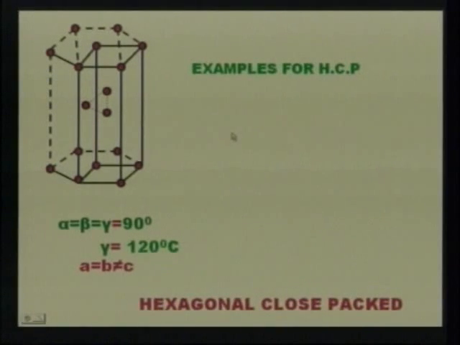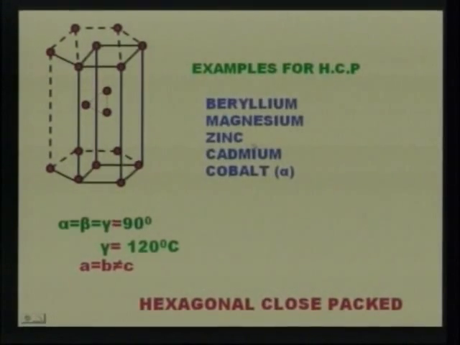Now let us see examples for hexagonal close packed structure. Now see, beryllium has the hexagonal close packed structure, magnesium also, zinc, cadmium, alpha cobalt. These metals are in a hexagonal close packed structure.